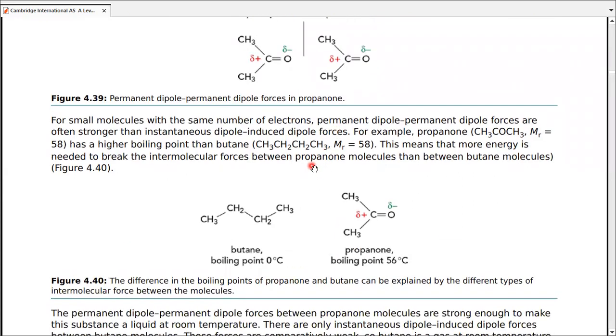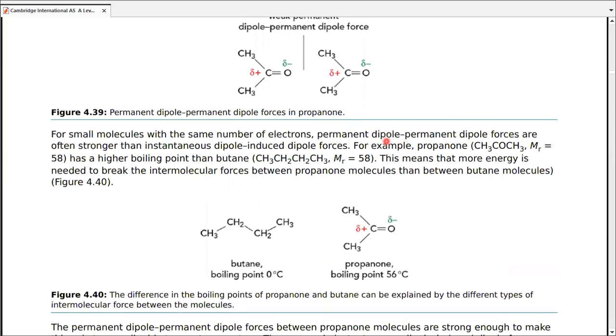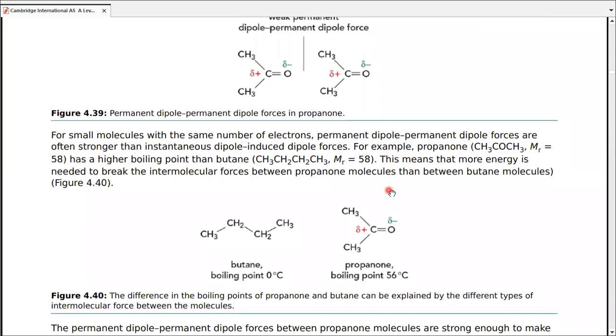For small molecules with the same number of electrons, permanent dipole-permanent dipole forces are often stronger than ID-ID forces. And this we have studied already. All right? How? Because the dipole exists permanently. The dipole exists due to differences in electronegativities, those kind of differences that we have studied before. For example, propanone has an Mr of 58 and has a higher boiling point than butane, which also happens to have the same Mr.